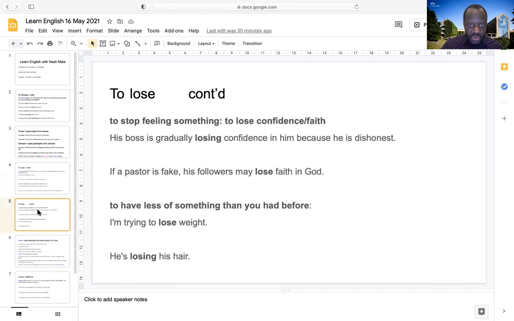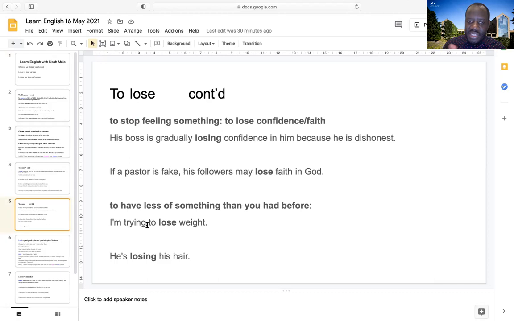We continue with to lose. It can also mean to stop feeling something, or to lose confidence in something. His boss is gradually losing confidence in him because he is dishonest. If a pastor is fake, his followers may lose faith in God.